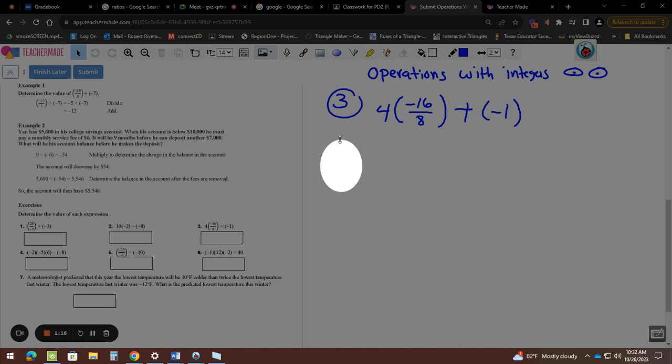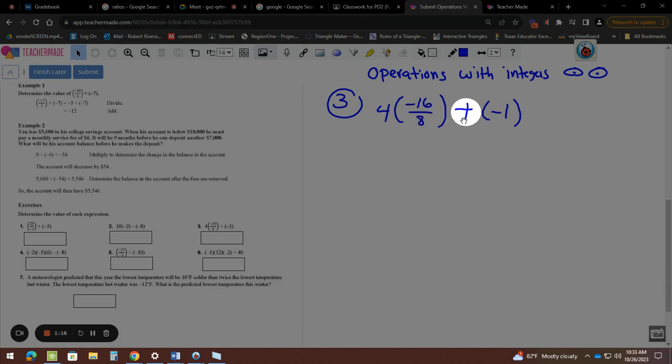So if you notice here, right there, a number next to parentheses means multiply. That's 1 operation. So it's 4 times. Then we have, right there, that fraction bar means what? Divide. That's 2 operations. Then we have the add. That's 3 operations. Questions? So you always need to know, hey, how many operations am I dealing with? In this case, we're dealing with 3: multiply, divide, and add.